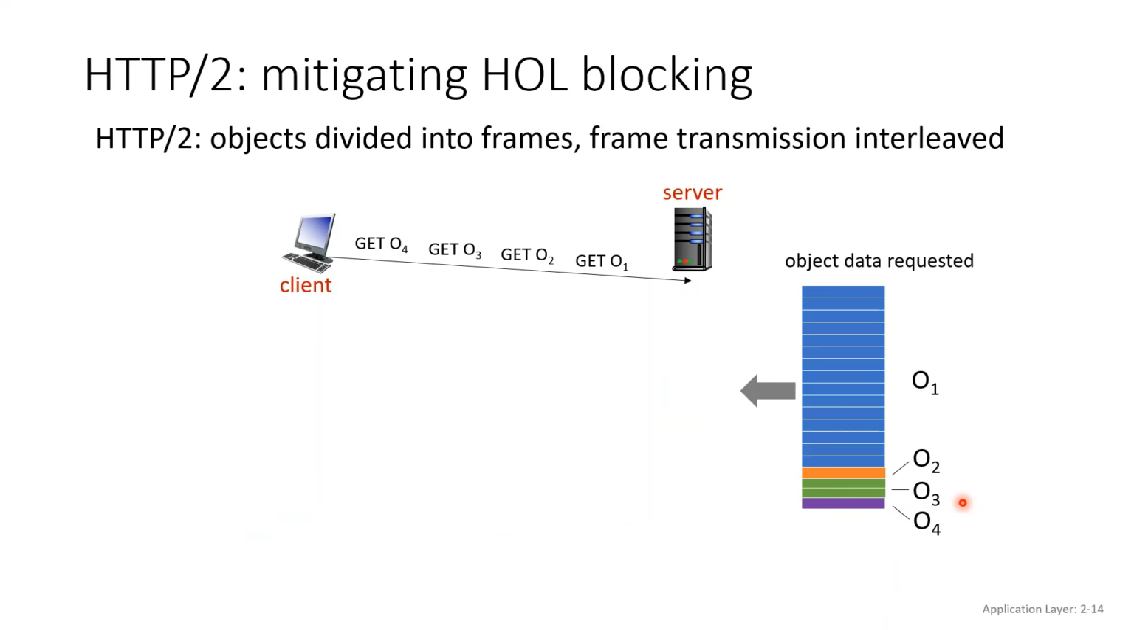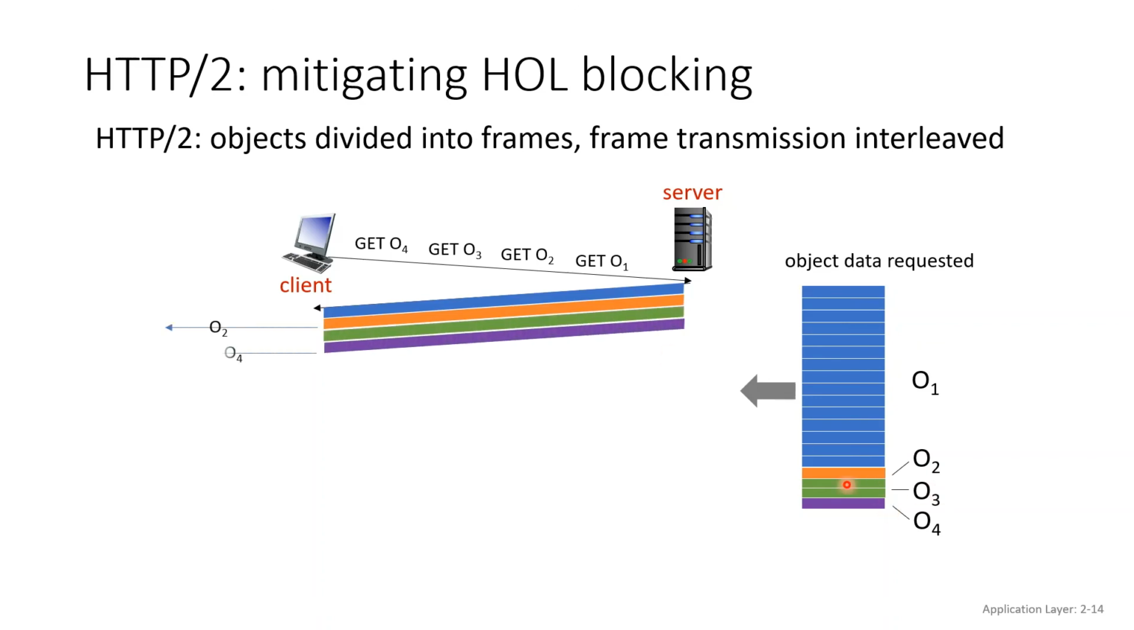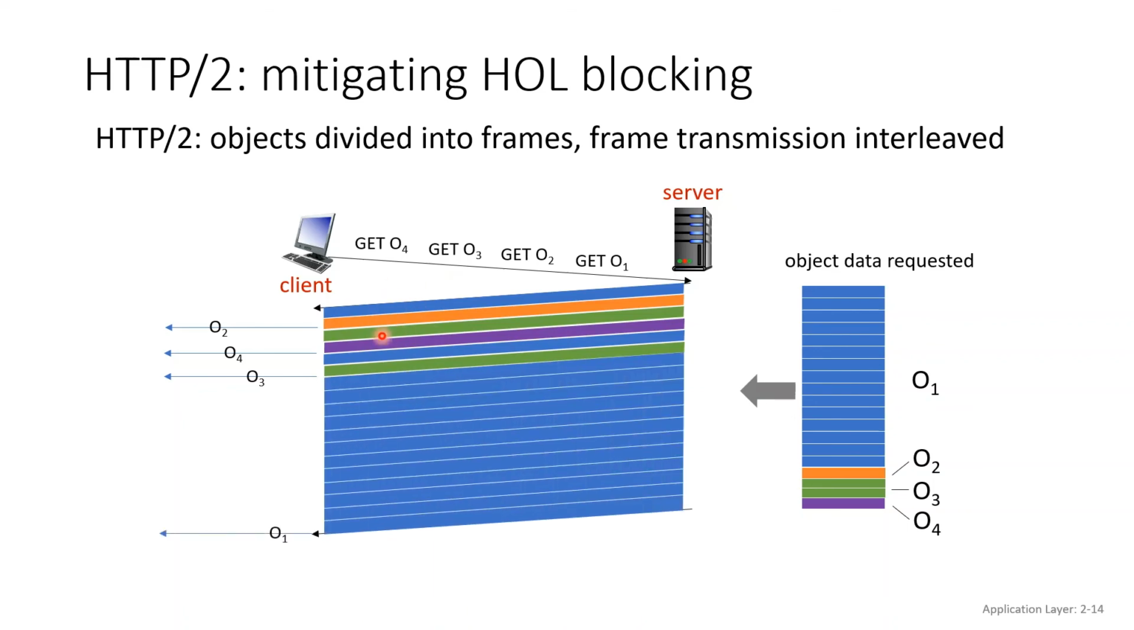Not very efficient. But with HTTP 2, we break the object into multiple different pieces, send part of object one, then the other objects across, and then send the rest of object one. You see that objects two, three, and four just went across. Part of object one went across, and the rest of object one will also come after everything is done. And it's quicker.